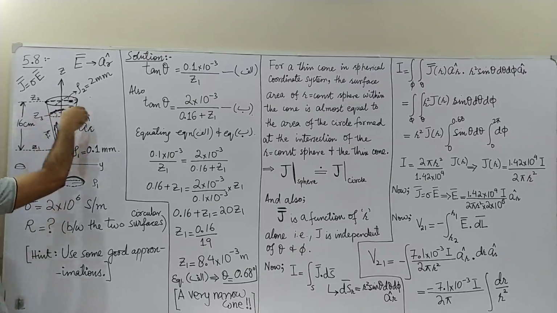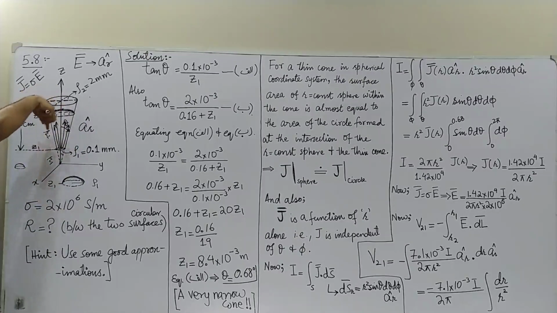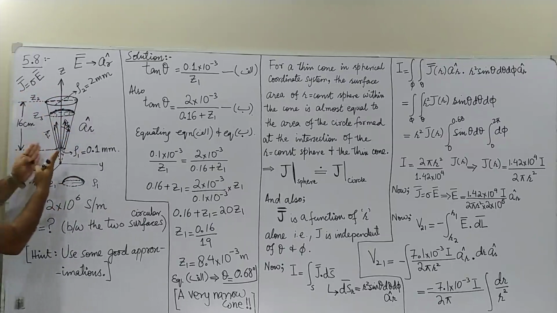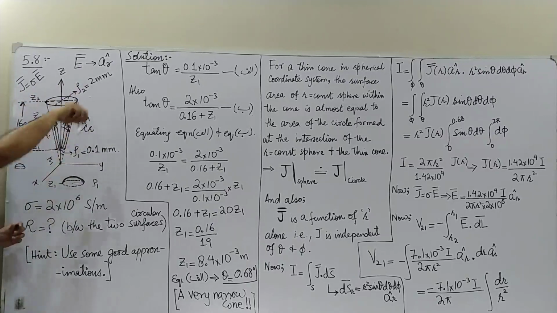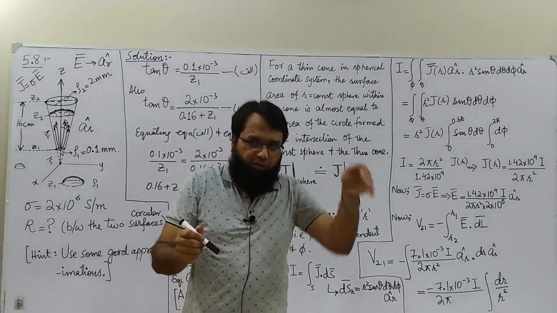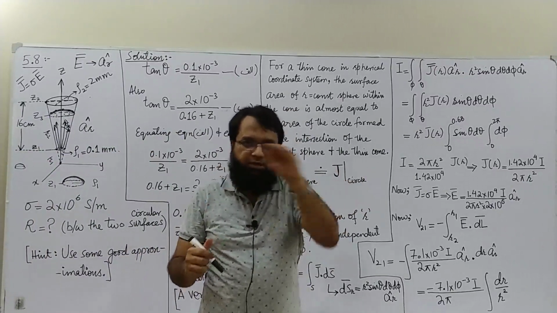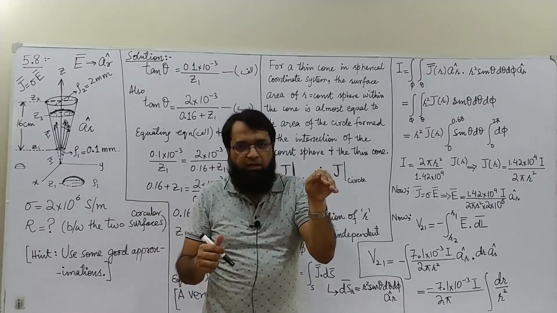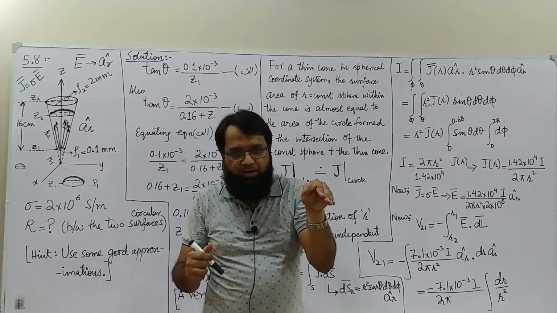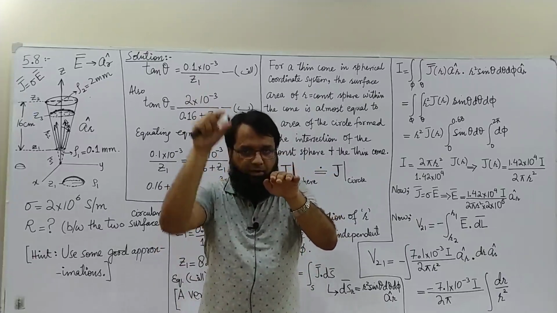Or if you are at this point or this point or this point, any point within that portion of the sphere which is lying within this cone and making this circle by intersecting the cone, anywhere you are on that sphere, as long as you are on that sphere, R is the same, theta and phi are changing. So does it change current density? No, because current density is current divided by area.